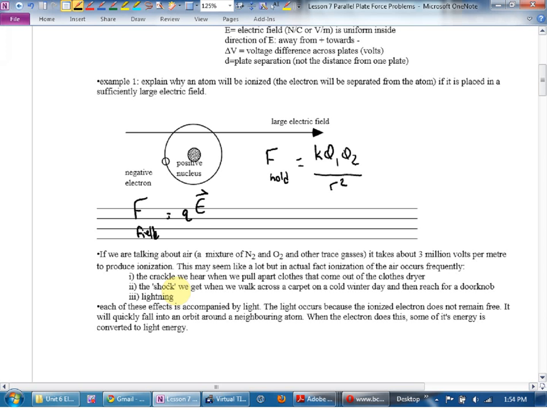In other words, if you're on a dry, cold winter day, and for example, you're separating laundry and you hear that crackling noise as you pull it apart, that means the electric field right then was more than 3 million. It happens very easily. It's the shock that we get when we walk across a carpet on a cold winter day and then reach for a doorknob. And it's also what's occurring with lightning. If you have an electric field between the cloud and the earth of more than 3 million, and again, roughly 3 million, there's other factors that play a role. On a damp day, you need a bigger electric field because water is a polar molecule. It can absorb an extra electron very, very nicely on its own.